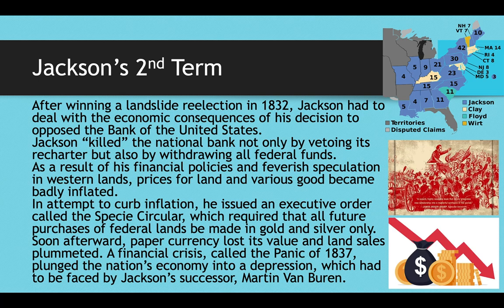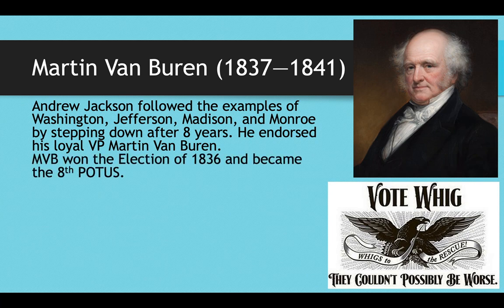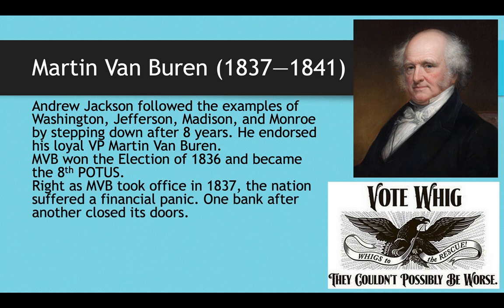And Jackson actually himself did not really have to deal with this too much. The worst of the panic happened right after he left office, and his successor, Martin Van Buren, took office. So Andrew Jackson followed the examples of Washington, Jefferson, Monroe, and Madison by stepping down after 8 years. He then endorsed his very loyal vice president, Martin Van Buren, to be the Democratic Party's next candidate. And since Jackson was popular, Van Buren won the election of 1836. And he became the 8th president of the United States.